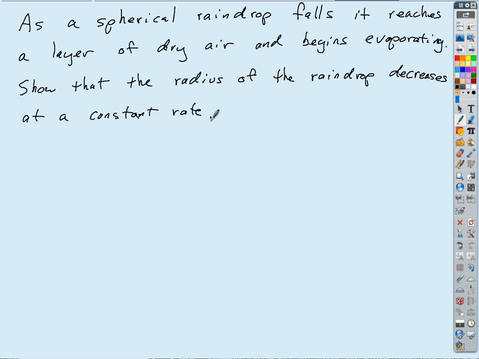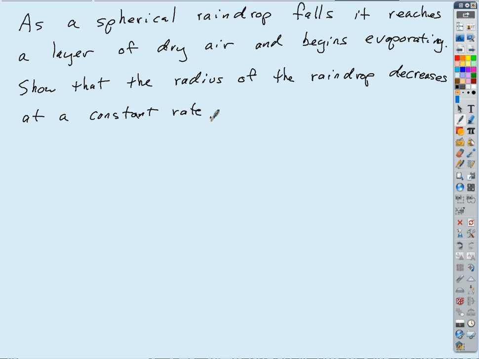Okay, I want to see if we can reason out here and show that we would expect the radius of the raindrop to decrease at a constant rate. Now, first of all, what does that mean? The radius of the raindrop is decreasing at a constant rate. So the radius is decreasing linearly, right? After 10 seconds, it will have decreased by a certain amount. After 20 seconds, it will have decreased by twice that much. Okay?